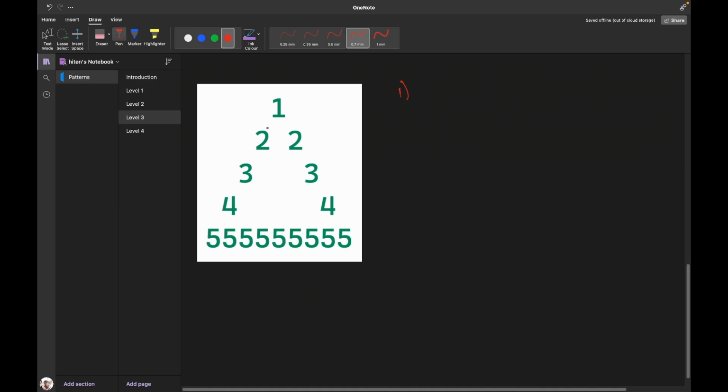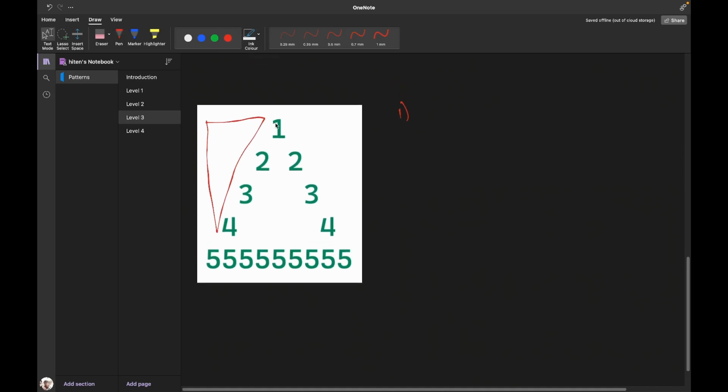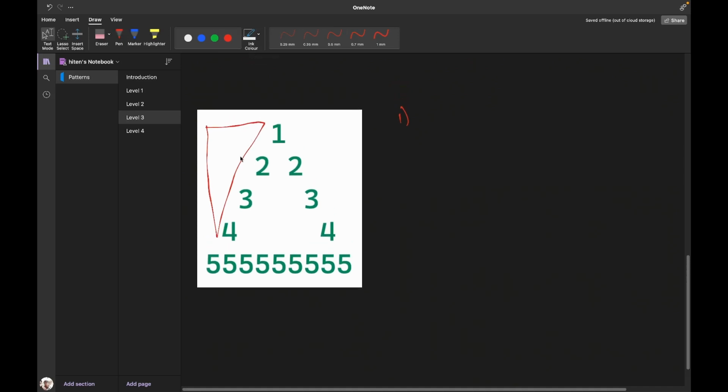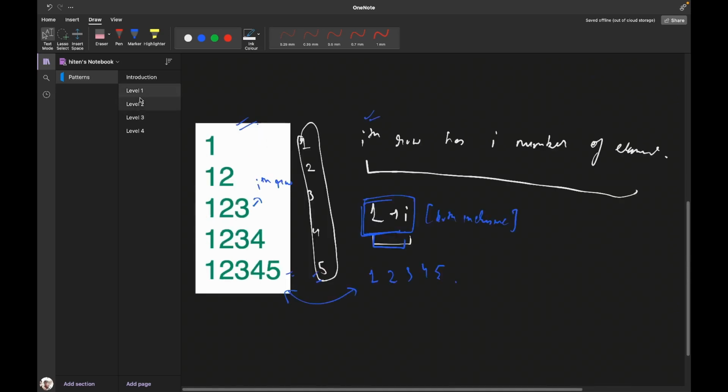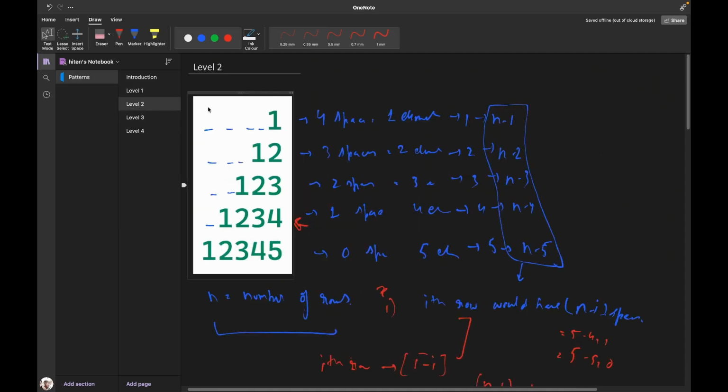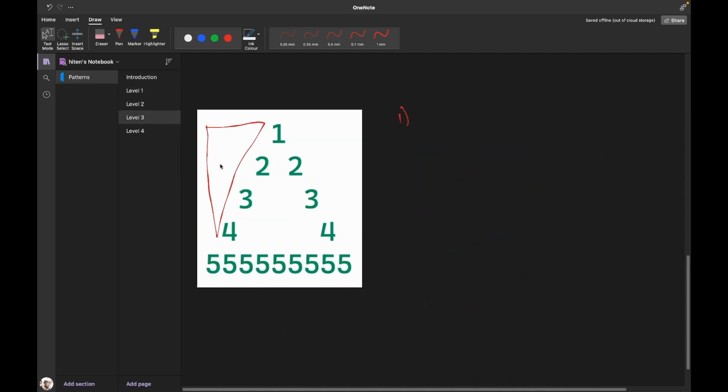Okay, and if you see closely enough, we already have the relation between the spaces for this part only. We already found the relation between the spaces and the row for this part in level 2, pattern 1. And this relation was, the ith row would be having n minus i spaces. So the relation was like that.